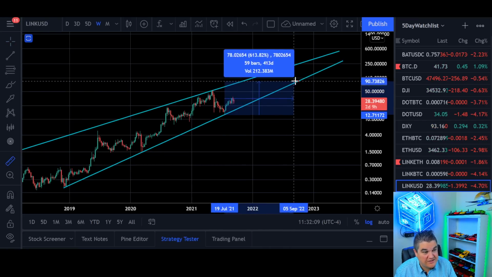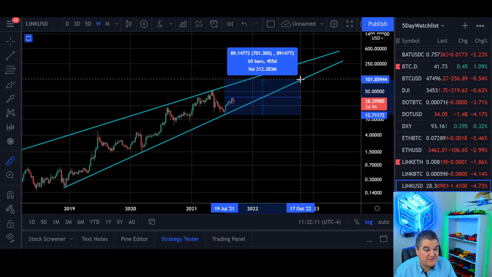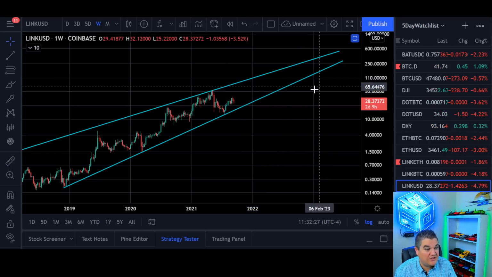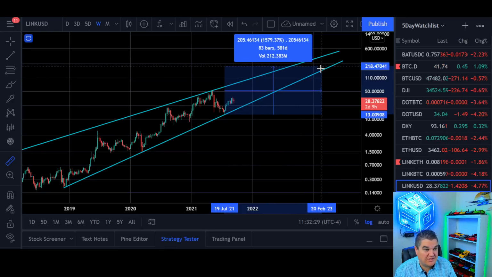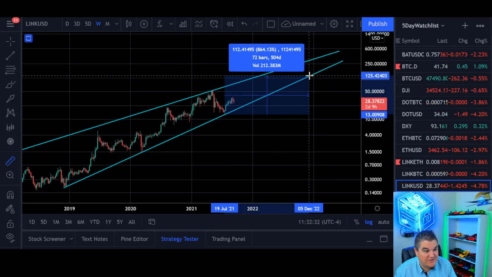So 450 would put us about a year from now, mid-October of 2022 for our next bottom. Look at the price. It's $100. I would like for a Chainlink bottom to be at 100. That would be nice, right? Okay, what about if we do 500? Let's go look. 500 days puts us roughly in December of next year.